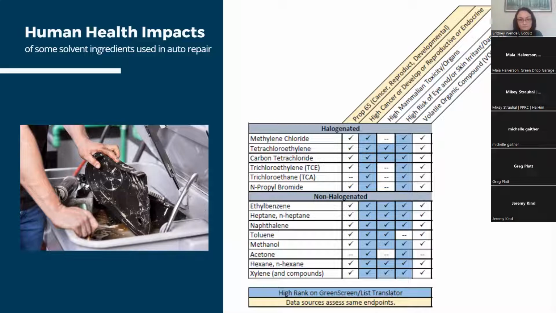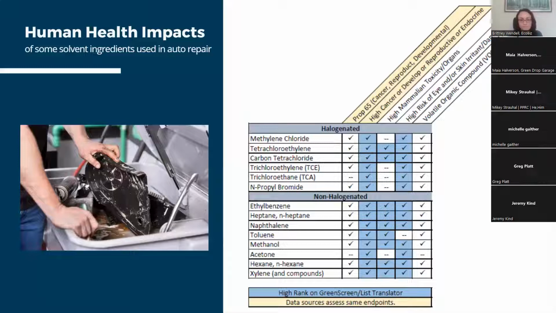in other solvents. So Prop 65, you probably all have heard of that. There's 900 chemicals on the list. It's cancer, reproductive, and developmental toxins. And I'll talk a little bit more about that in a minute. All the blue check marks are pulled from this tool called the green screen or list translator. It's used to assess overall ranking of hazards posed by different chemicals. So if in the green screen tool, these chemicals got a high ranking on any of these, then I gave it the blue check mark.